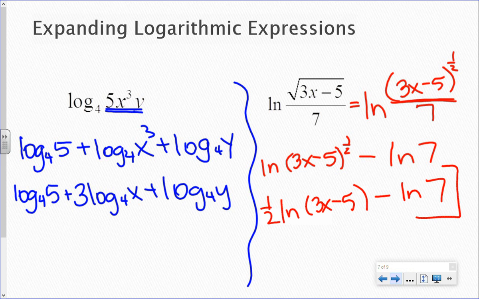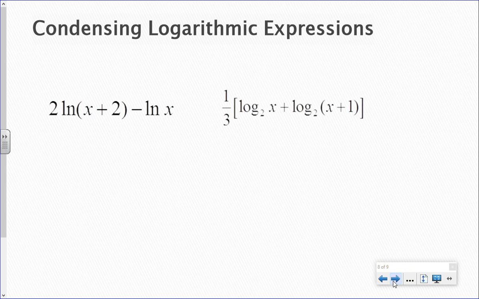Okay. Now, here's where some people get hung up. This is as expanded as we can go. If there is addition or subtraction inside of our logarithm, there is nothing we can do. We have to leave it as is. We cannot break it up. Okay? Kind of like a square root. If there's multiplication, division inside of our logarithm, we can break that apart. But addition, subtraction, it's kind of stuck there. Okay? All right, let's do some condensing examples.